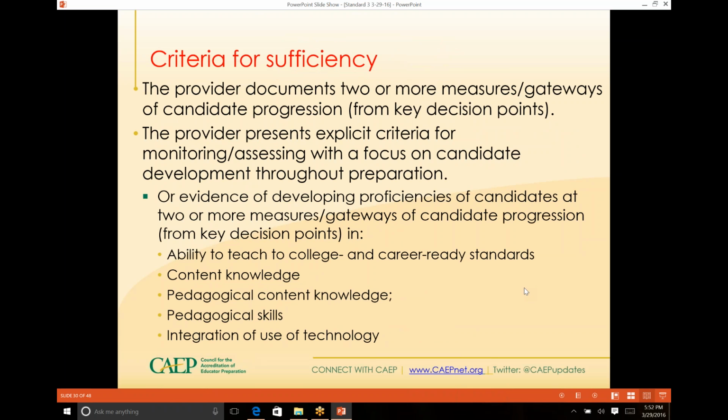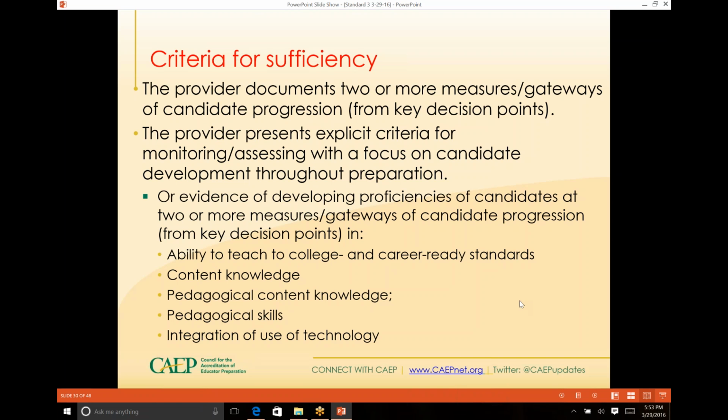Criteria for sufficiency, again, that you've got at least two or more measures or gateways for candidate progress, and that you have explicit criteria for monitoring those with a focus on candidate development, so that candidates know what they're expected to demonstrate through time and what the consequences or the implications of that monitoring may be. So evidence of decision, the proficiencies is the same as we just shared.